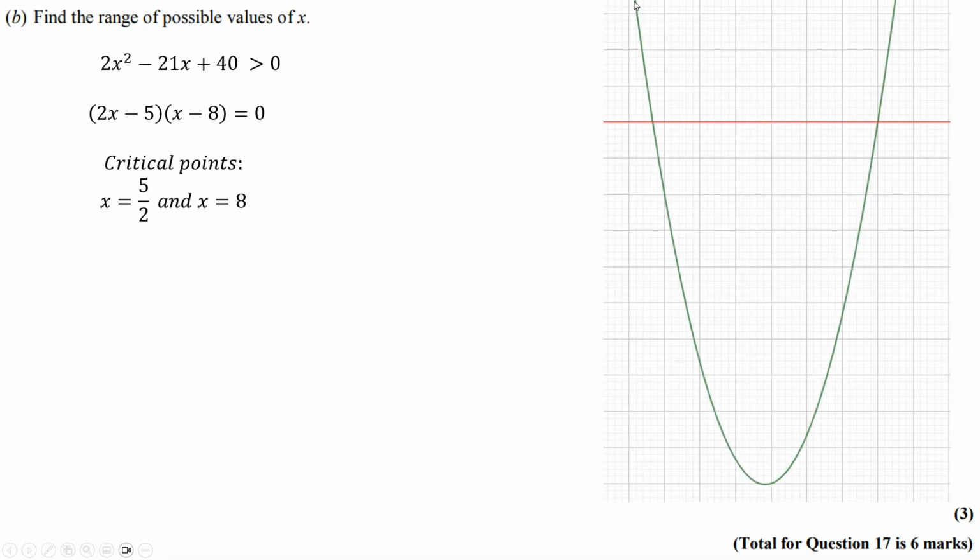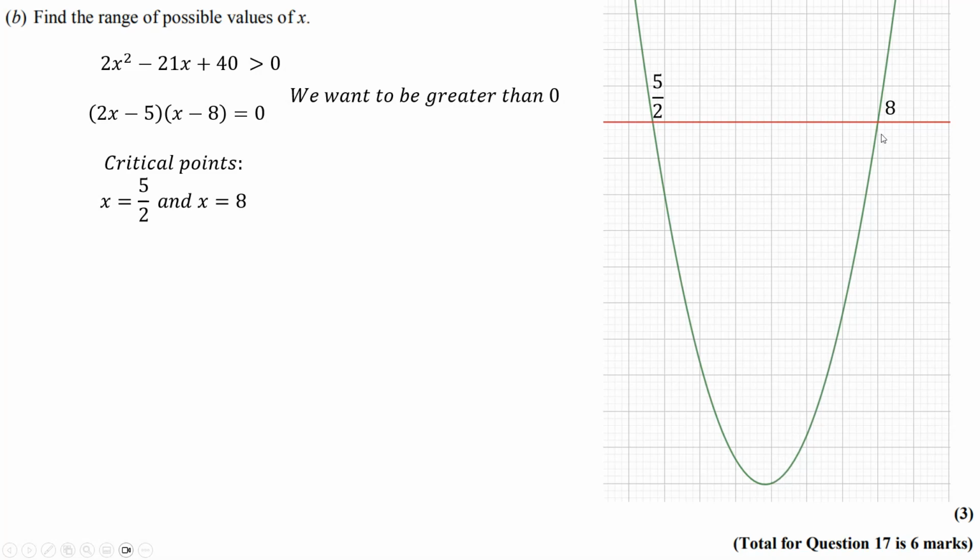So if you draw roughly what the graph may look like, something like this, okay? And we're saying that 8 is on the right here, and then 5/2 is here. Ignore this. This is wrong because I've just done the question wrong. I've misread it. Well, actually, I've just made a small mistake. And we want to be less than 0, not greater than 0. So we want x to be between 8 and 5/2. So we want this area under the graph.